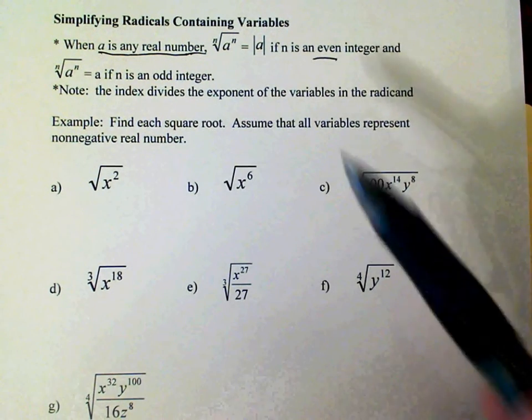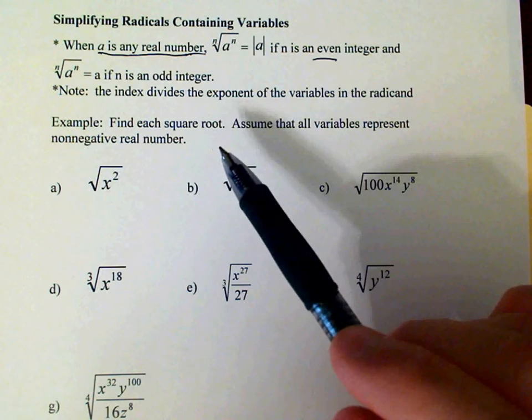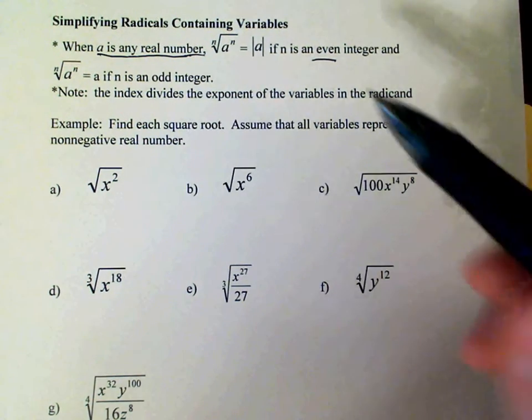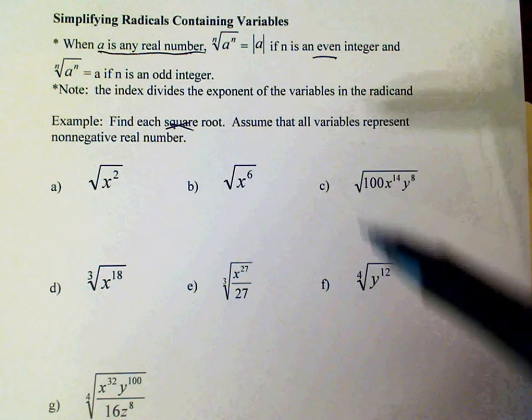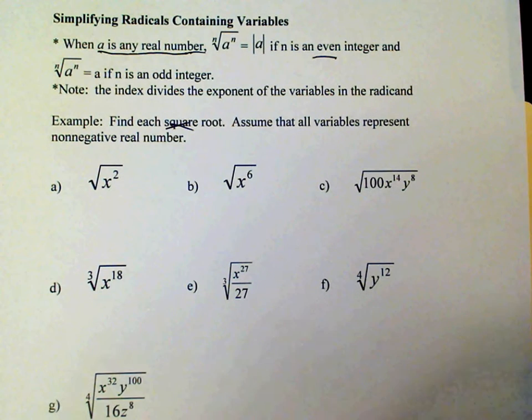Now when you read this first example, it says find each square root. It actually shouldn't say each square root, it should say find each root, because we're not only going to be dealing with square roots, we're going to be dealing with cube roots and fourth roots and whatever else we want.